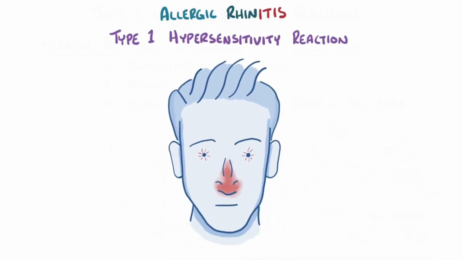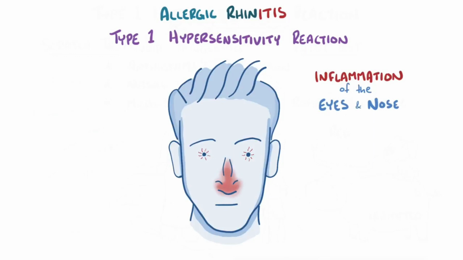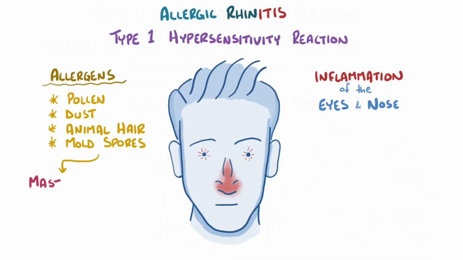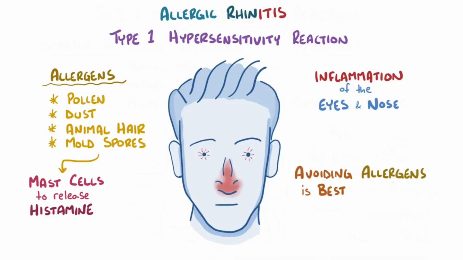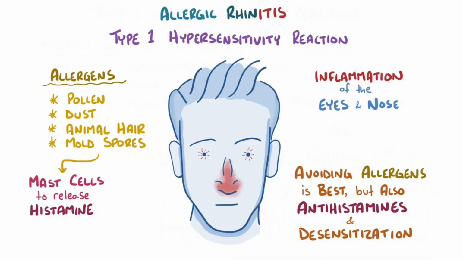Alright, as a quick recap. Allergic rhinitis is a type 1 hypersensitivity reaction which results in inflammation of the eyes and nose. Airborne allergens like pollen, dust, animal hair, or mold spores cause mast cells in the tissues to release histamine, causing the eyes and nose to get inflamed and watery. Avoiding allergens is the best approach, but it's also possible to use antihistamines, and in severe cases, try desensitization to reduce or eliminate the symptoms.